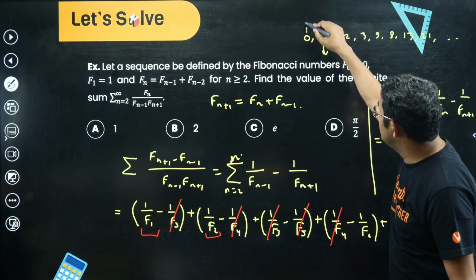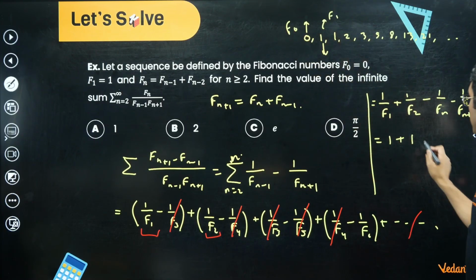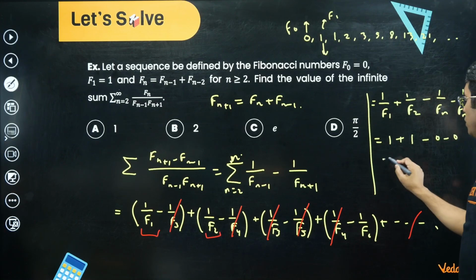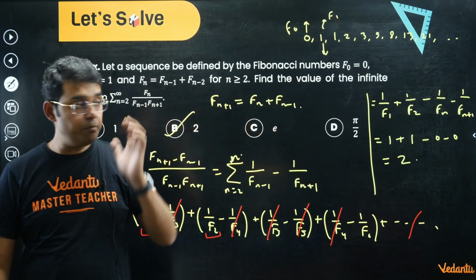See, this was f0, this is f1. So these two will be 1 and minus 0. This will become equal to 2. So the answer of this question becomes B.